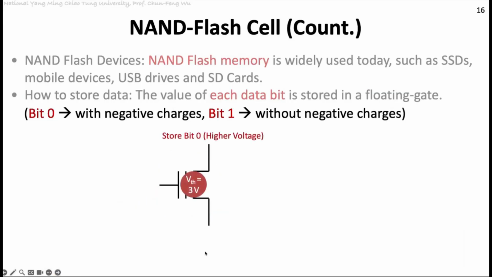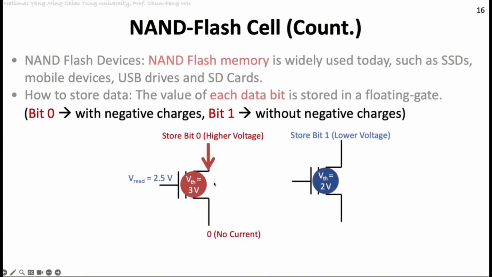If there are electrons inside, then there is a higher voltage inside. For a higher voltage, if you apply a lower voltage value, there is no current from the bit line. This is the reason we say this is 0, because we cannot receive current from the end of this bit line. So we say this is bit 0. On the other hand, if there are very few electrons inside, the voltage value will be quite low. If you use the same voltage value, then you can get current at the bottom of this cell.